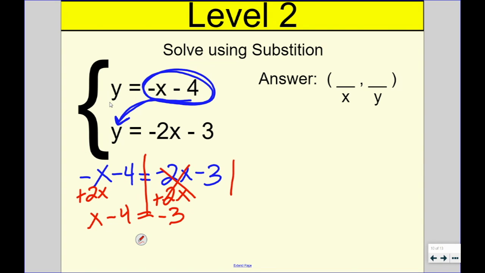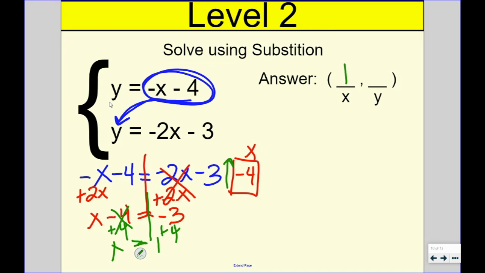This is where I can do the chore chart because I have 1x in this equation. My x is being subtracted by 4. So if I want to do the opposite of that, we only have one operation. The opposite of subtracting 4 is adding 4. We're going to do that to both sides of this equation, and our x equals -3 plus 4, which is 1. Our x equals 1. Well, we're going to put up here x equals 1.